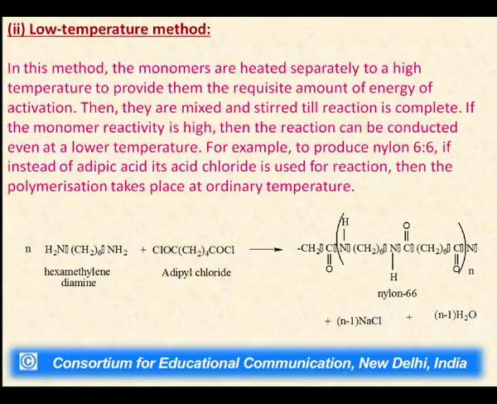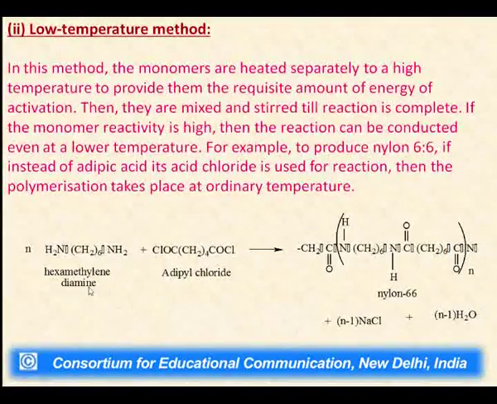The second method is the low temperature method. In this method, the monomers are heated separately to a high temperature to provide them the requisite amount of energy for activation. Then these monomers are mixed, maybe two, three, four or five, and stirred till the reaction is complete. If the monomer reactivity is high, then the reaction can be conducted even at a lower temperature. For example, to produce nylon 6,6, if instead of adipic acid, its acid chloride is used, then the polymerization takes place at ordinary temperature.